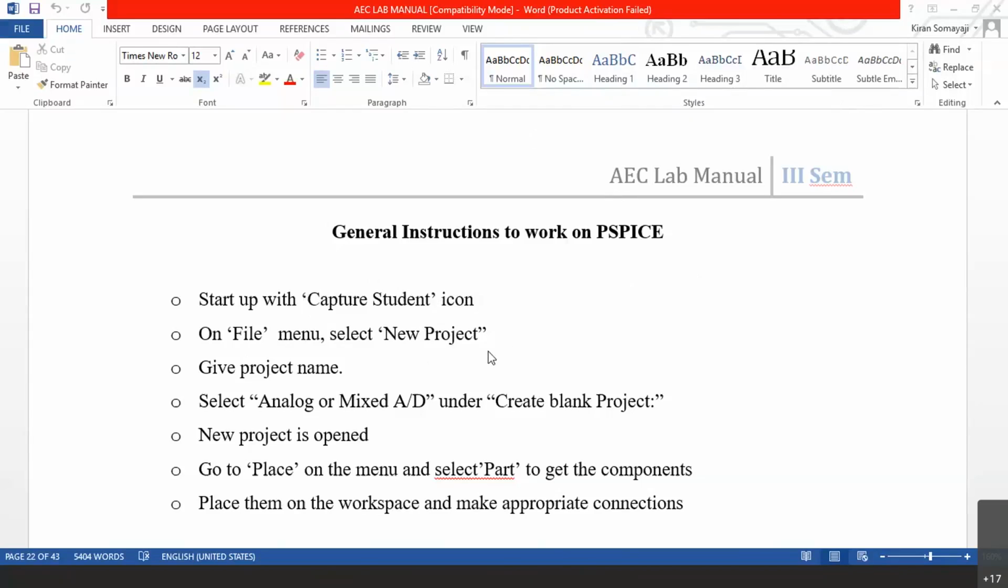Whenever we start working with the simulation, in general, we call it a project. You have to remember this. We don't call it a circuit. We call it a project because it may be a circuit, it may be a code in future also. So on the file menu, select new project. You can give a project name. Today's experiment is basically multipliers, so you can give a project name.